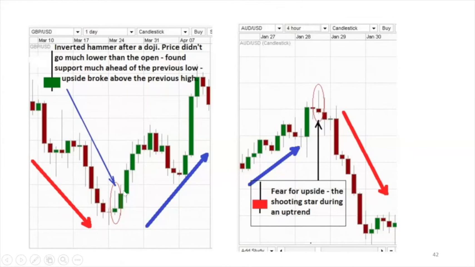This is the thing that they are talking about. The inverted hammer price didn't go much lower than the open. The price never went much lower than the open. That means it's a green candle and found support much ahead of the previous low, and the upside broke above the previous high.